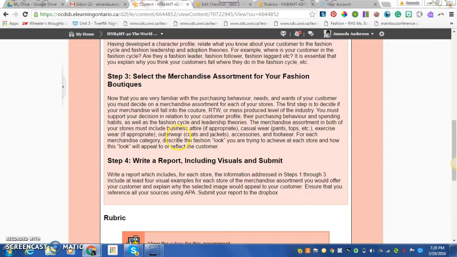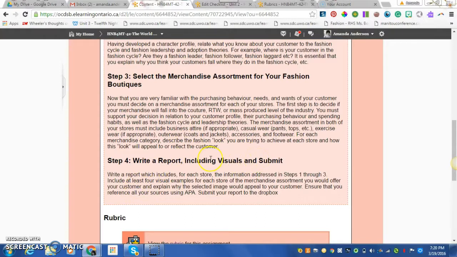So what kind of merchandise will you have once you've decided what kind of merchandise you're going to sell? So you need business attire, casual wear, exercise wear, outerwear, accessories, and footwear. So what are some of the things that you're going to sell in this boutique? Now keep in mind, you're not Walmart, all right? So you're a small boutique owner. You're going to sell a very minimal amount of clothes. We're not H&M, where you could buy something of anything that you'd want.